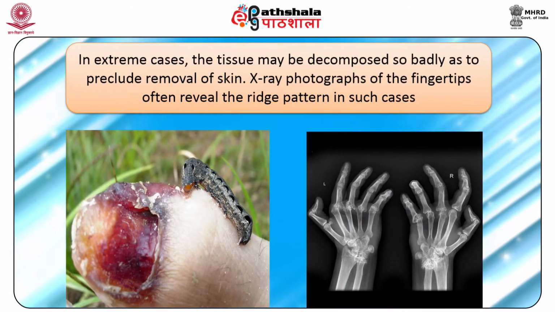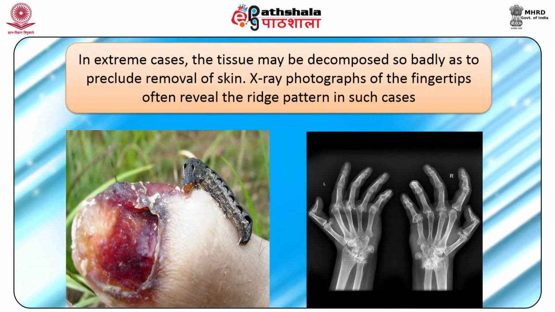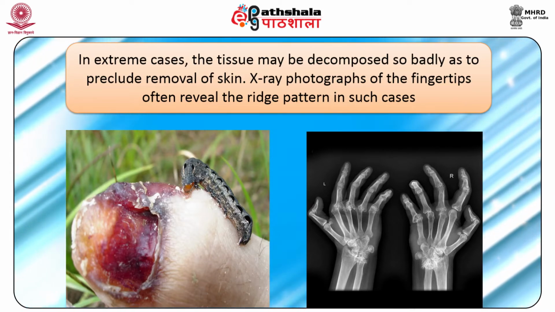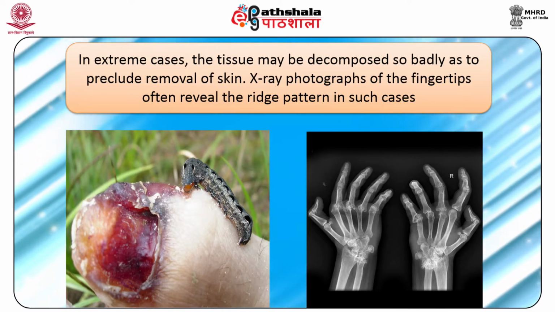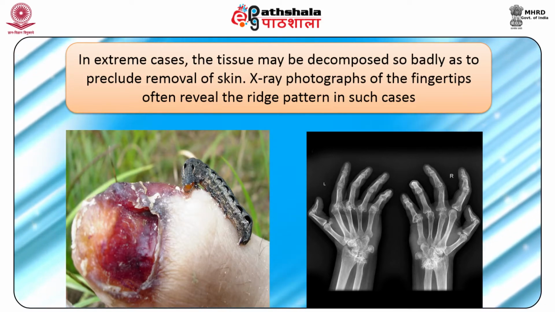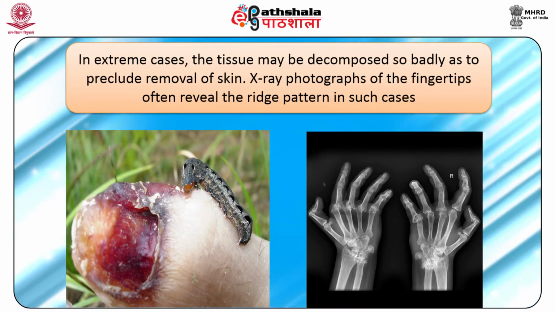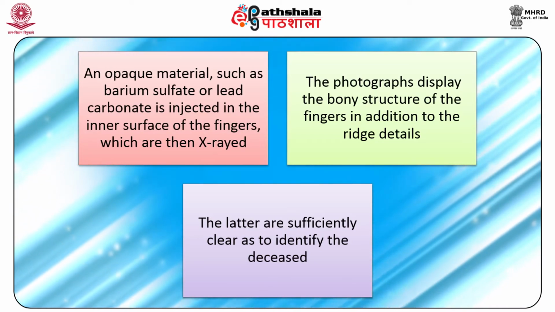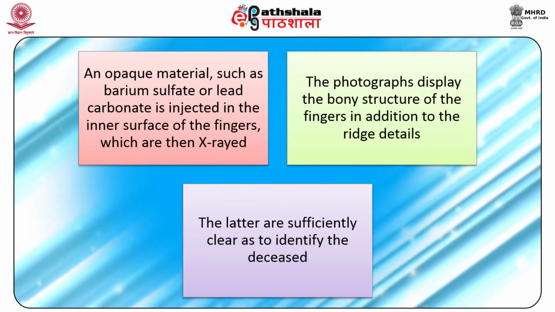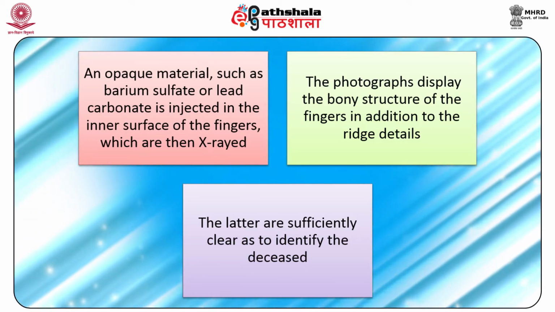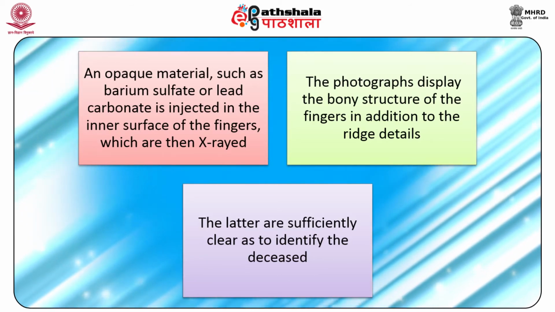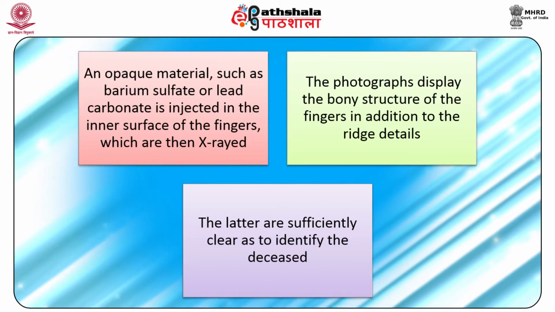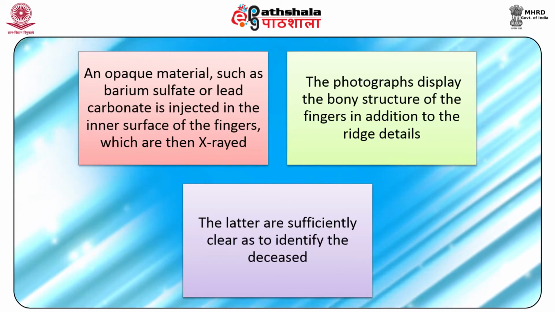In extreme cases, the tissue may be decomposed so badly as to preclude removal of skin. X-ray photographs of the fingertips often reveal the ridge pattern in such cases. An opaque material such as barium sulfate or lead carbonate is injected in the inner surface of the fingers, which are then x-rayed. The photographs display the bony structure of the fingers in addition to the ridge details.